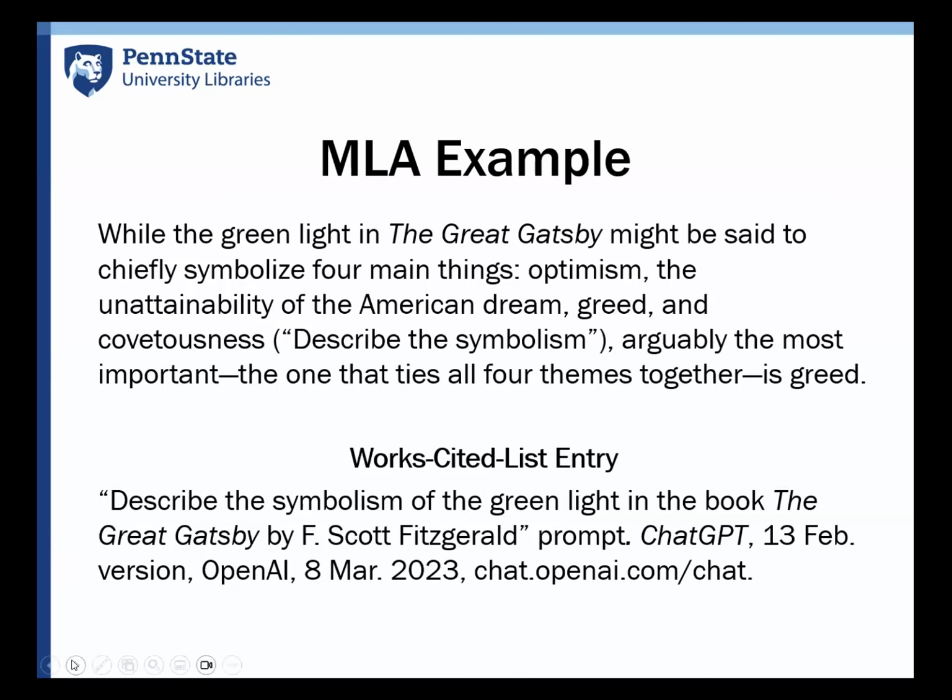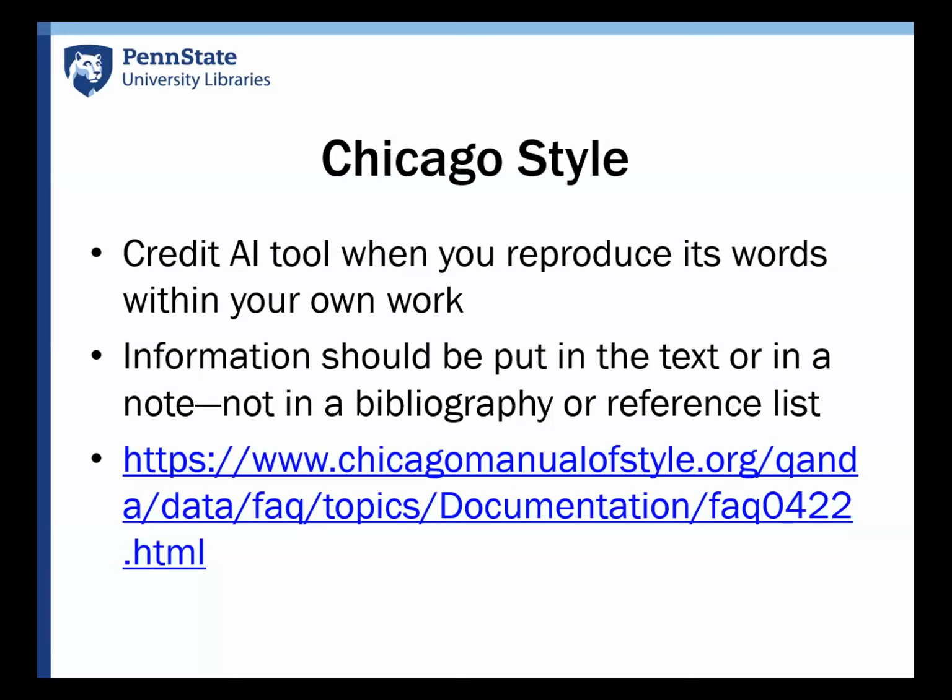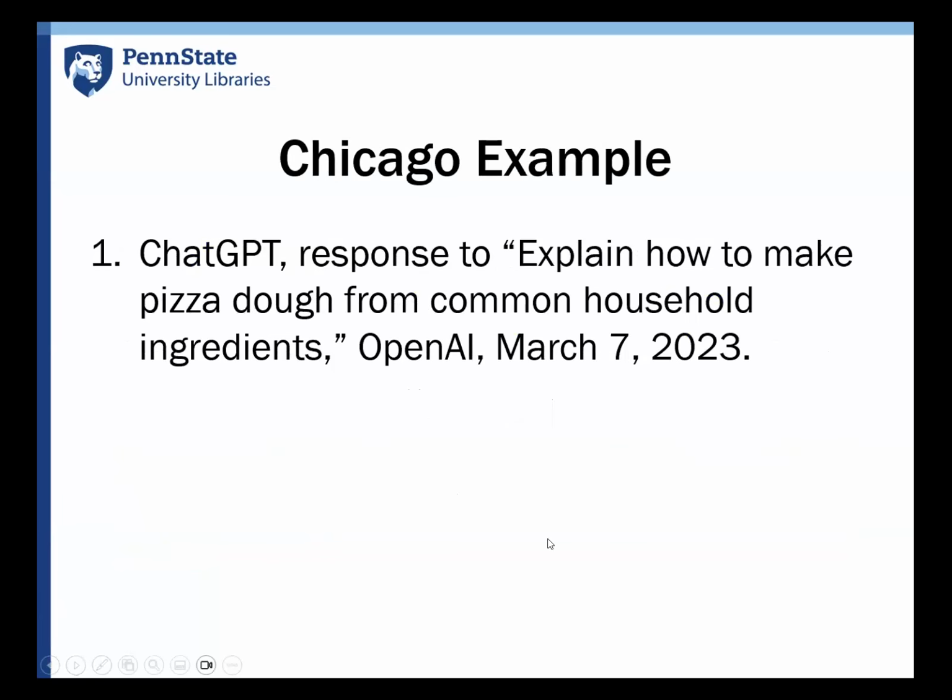And one last example I have here is Chicago. So they say to credit the tool, but Chicago is very clear that ChatGPT and these tools are not authors. So they say to put in a note and not to include something in a reference list. So if you go to the next slide, Anne, there's an example of a note. And this is what Chicago recommends for just including a note with the name of the tool, the creator and the date.